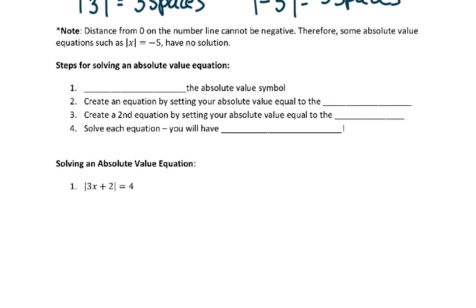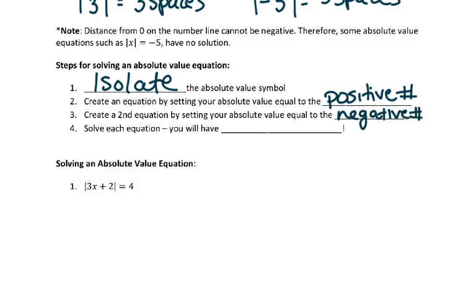The very first step is to isolate the absolute value symbol. After that, we're going to create an equation by setting the absolute value equal to the positive number. Then we're going to create a second equation by setting your absolute value equal to the negative number. Once we've done that, you are now going to have 2 equations, and we're going to solve both of them. And just as a reminder, because we have 2 equations, you will have 2 answers.